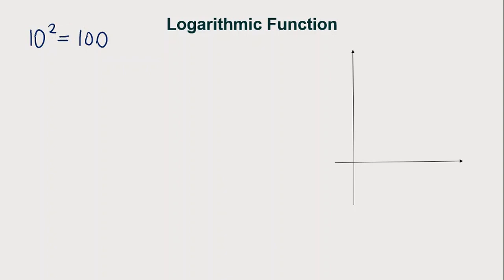The same statement could be written in logarithmic form as logarithm to the base of 10, so the base number 10, of 100 is 2. So in other words, I need to raise 10 to the power of 2 to make it 100. That's the way we are understanding logarithms.